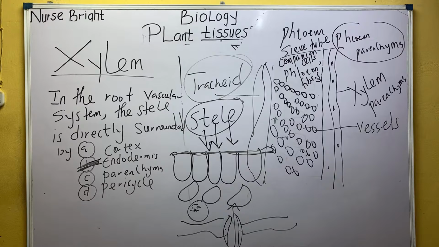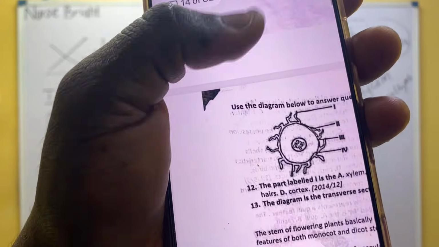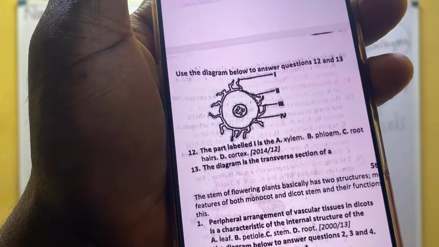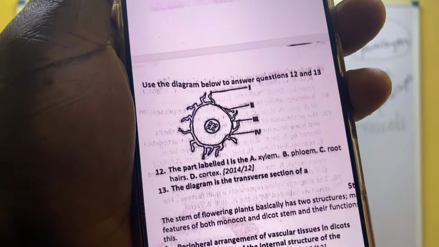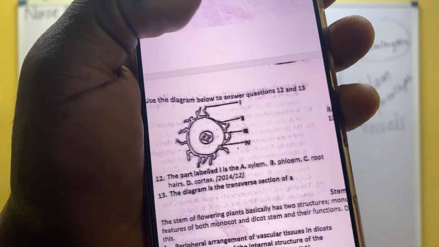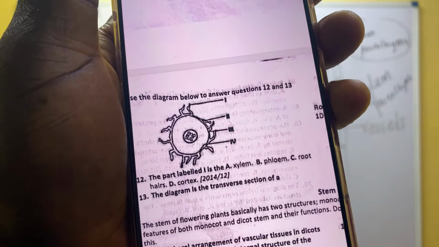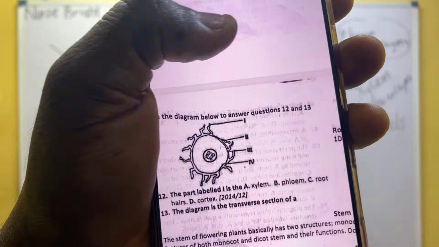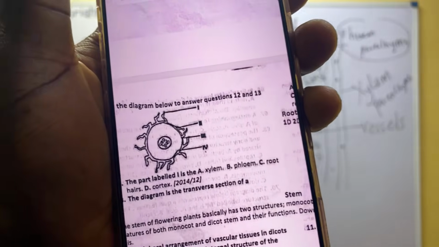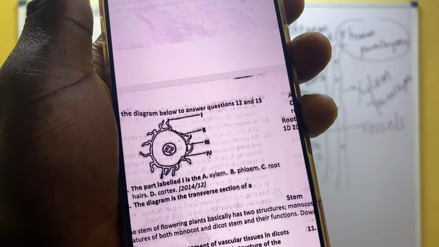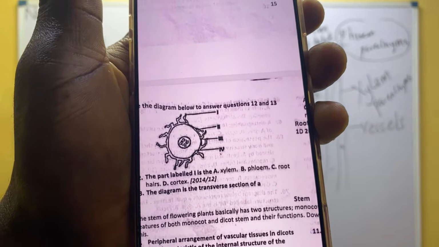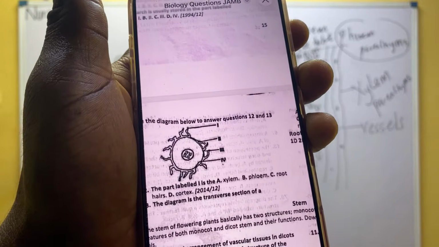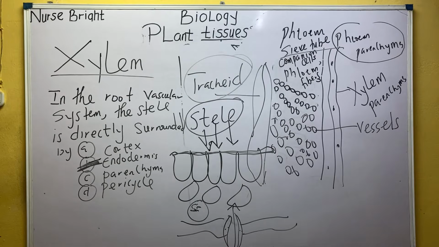Everybody, look at this other question I just saw. It says use the diagram below to answer 12 to 13. The part labeled one is what? C is the answer, root hair, right? Root hair, I told you guys already. Just answer 12 first. I believe that is clear. So we'll get into the next one. The diagram is a transverse section. Just pay attention. You can see how they drew their own here.